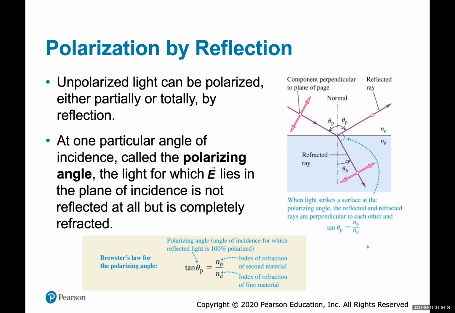The light for which the electric field lies in the plane of incidence is not reflected at all, but is completely refracted. When that angle happens, the reflected ray is polarized linearly, without any other components, polarized linearly. Which means we can block it with polarized filters.